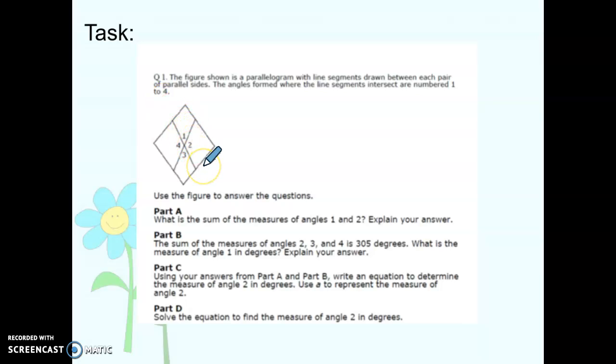Okay? Now it says use the figure to answer the questions. What is the sum of the measures of angles 1 and 2? Take a look at 1 and 2. If I were to find 1 and 2, what would be the sum? Explain your answer, okay? Now it says the sum of the measures of 2, 3, and 4 is 305 degrees. What is the measure of angle 1? So it's saying if I take 2, 3, and 4, this whole angle right here is 305 degrees.